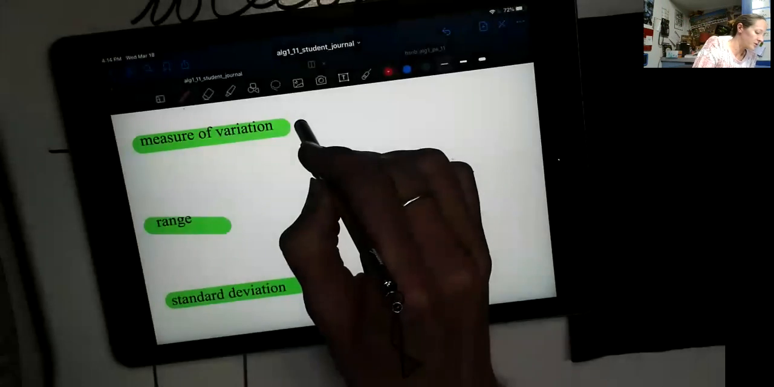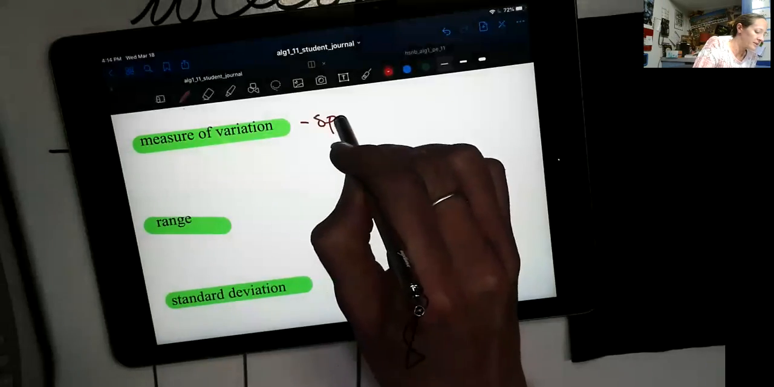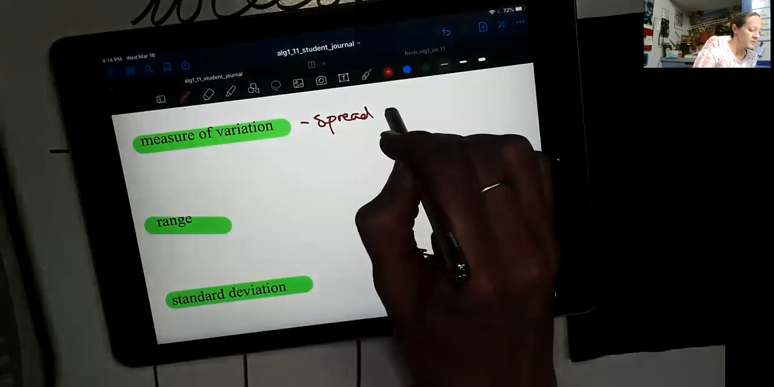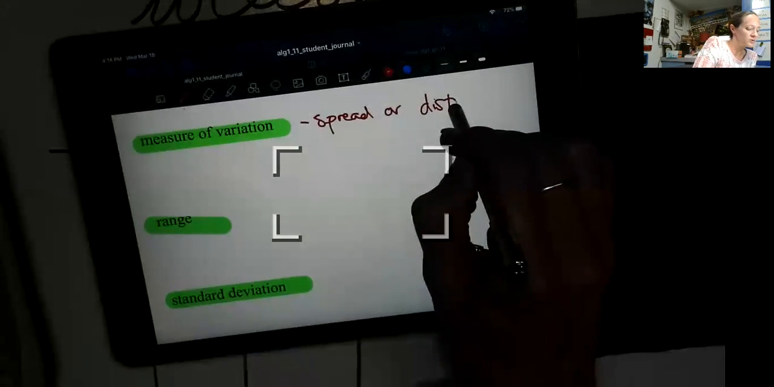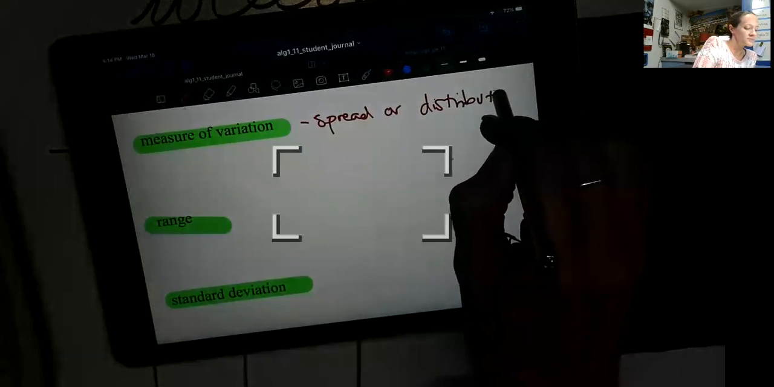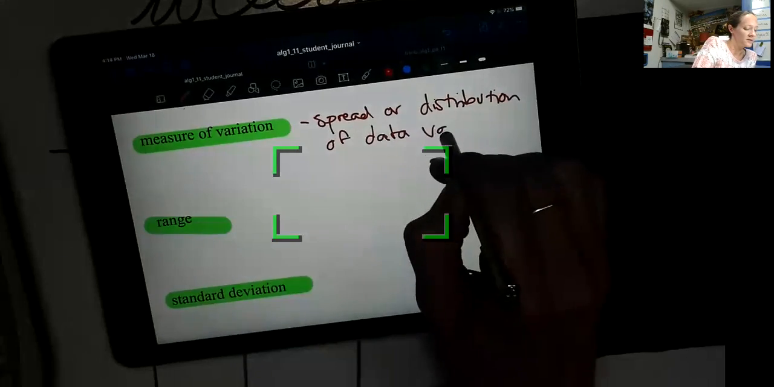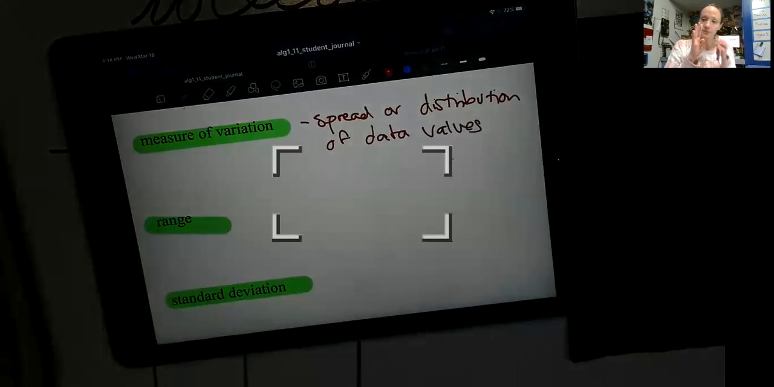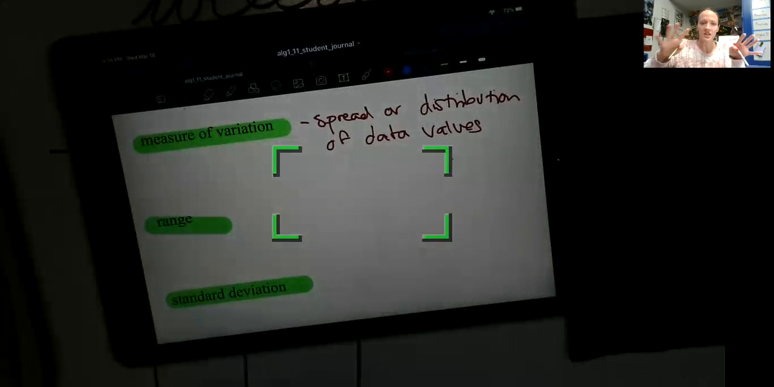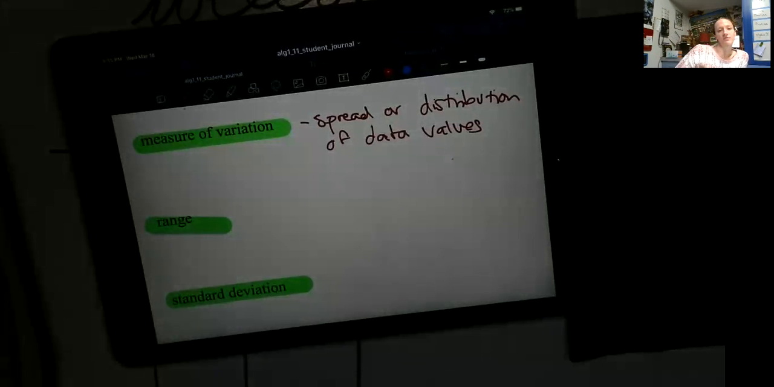This one's talking about the spread, how spread out it is, another way of thinking about it. The spread or the distribution, how distributed the values are. How spread out they are. Is it distributed evenly amongst all these different values? Are they clustered or clumped together? Those are some different things that we could be seeing or hearing or thinking about.